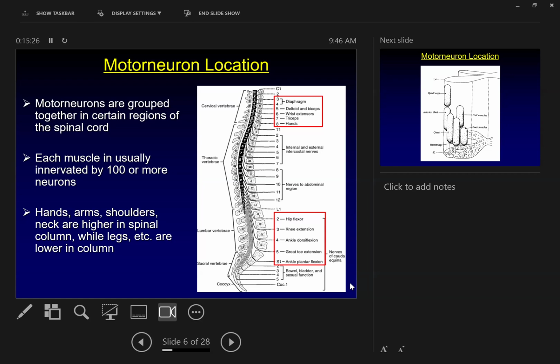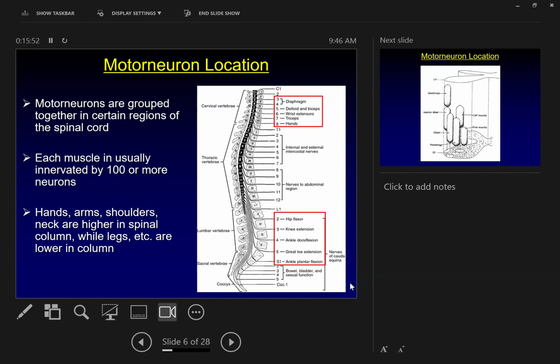In the thoracic vertebrae, we have abdominal region muscles, like some things that are here, not a lot else. Then we get down into lumbar, and we're going to get sort of upper leg muscles, and it's going to work our way down into kind of the high levels in the sacral vertebrae. About S1, S2 is where the plantar and dorsiflexors are going to be for the things that control our lower legs and our feet. Okay?